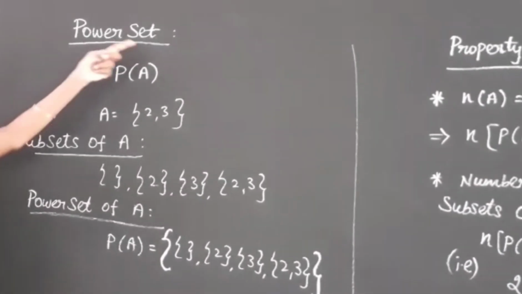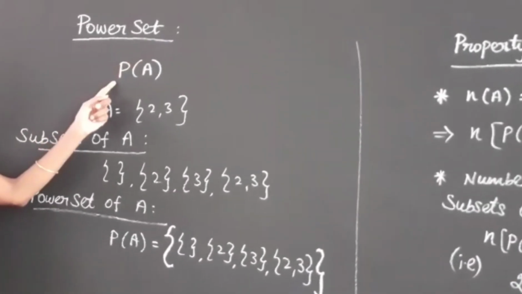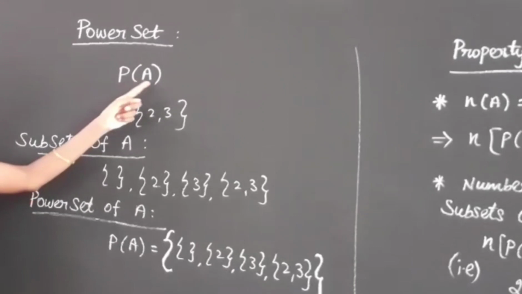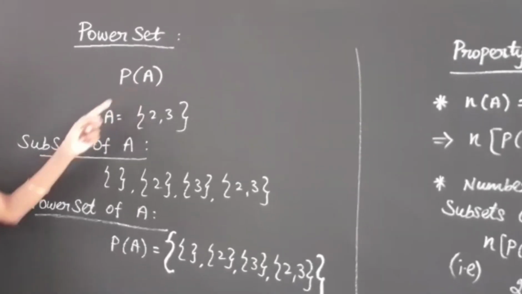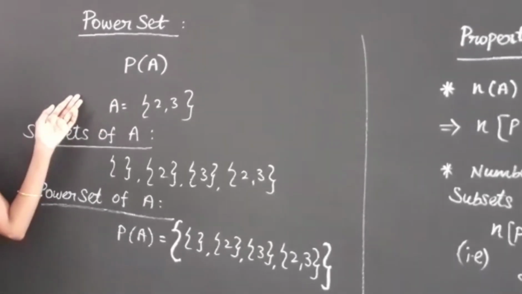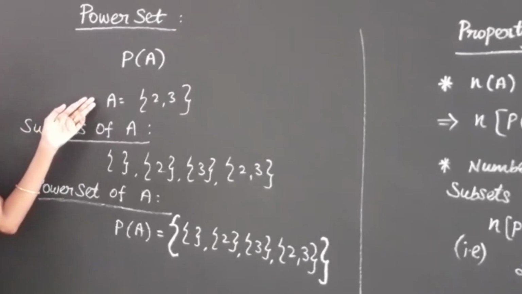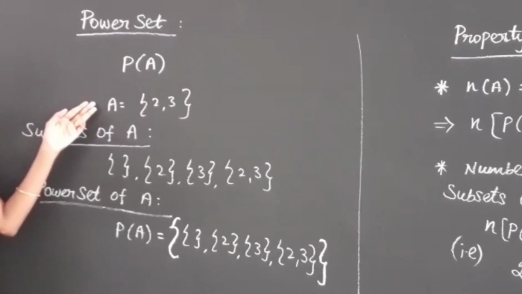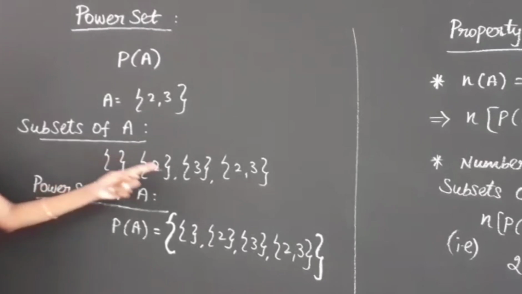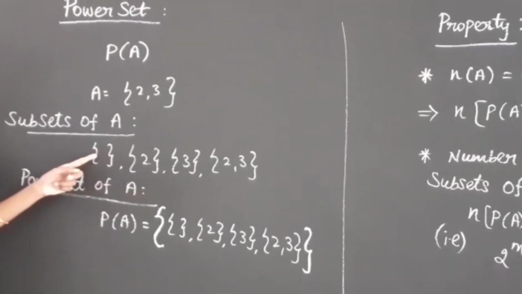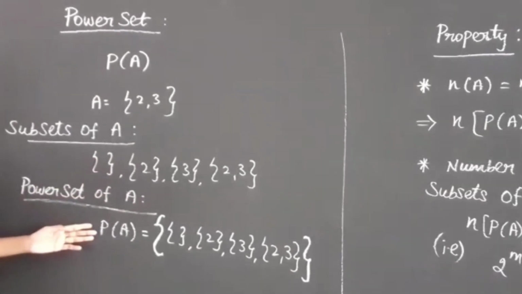Next set is power set. Power set is denoted by P of A. P of A should be written in capital letter, and the power set means the set of all subsets of the set A is called the power set of A. Set of all subsets of a set A is called the power set of A.